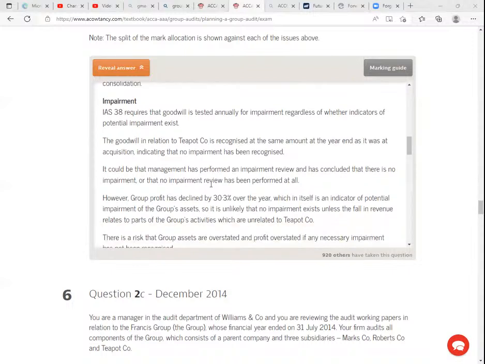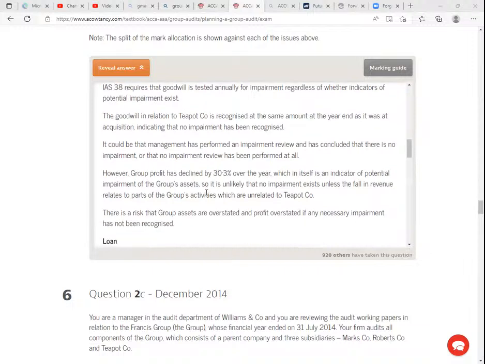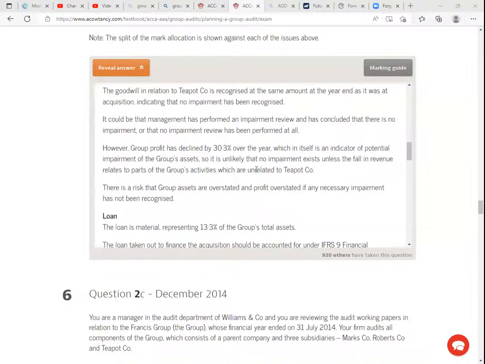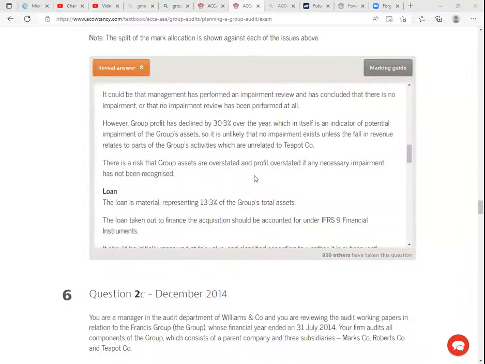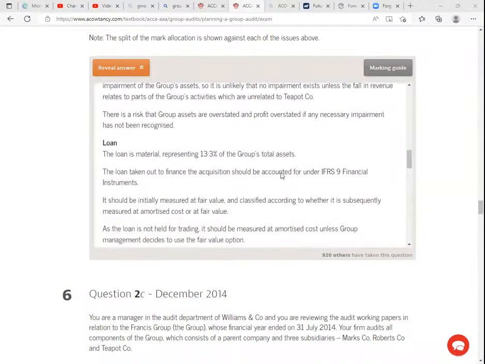It could be that the management has performed an impairment review and has concluded that there is no impairment, or that no impairment review has been performed at all. However, group profit has declined by 33% over the year, which in itself is an indicator of potential impairment of the group assets. So it's unlikely that no impairment exists unless the fall in revenue relates to parts of the group activities which are not related to Teapot Company. There is a risk that the group assets and profits are overstated if any necessary impairment has not been recognized. Now the loan.